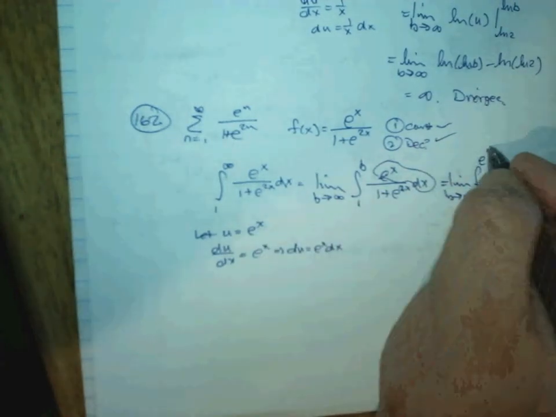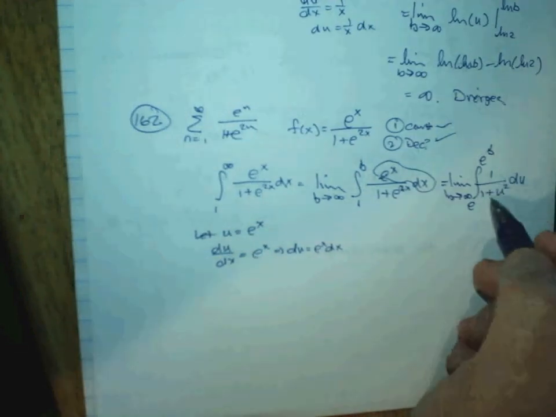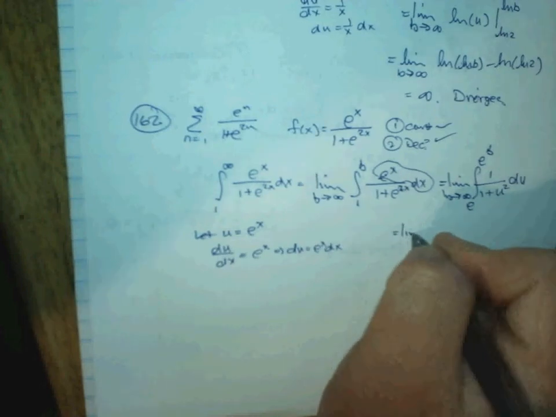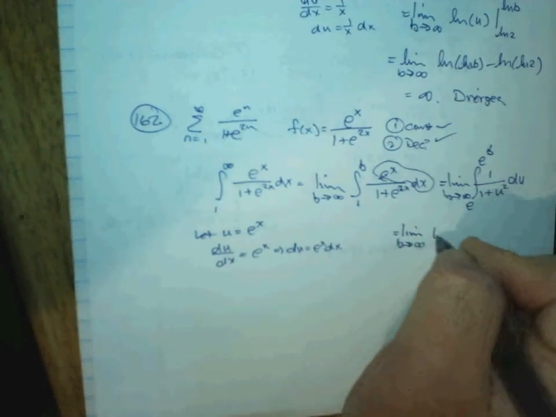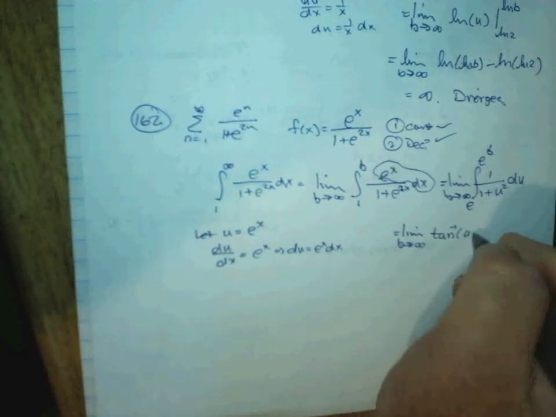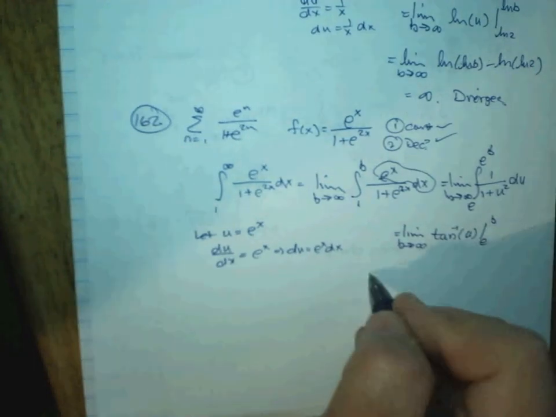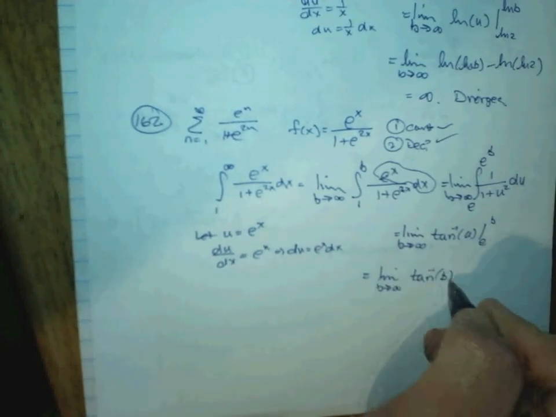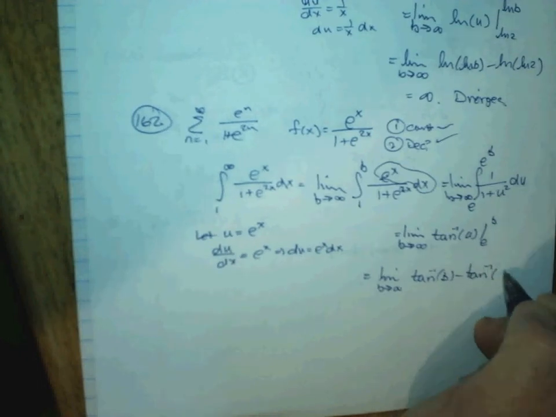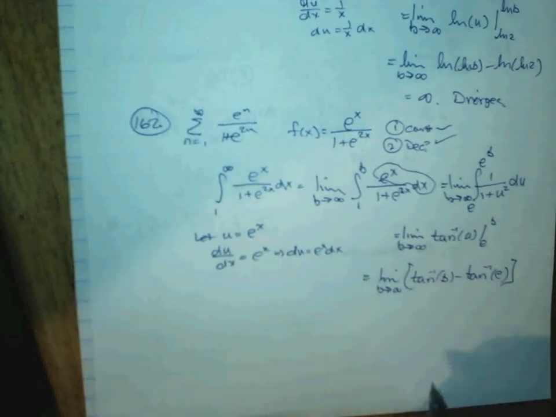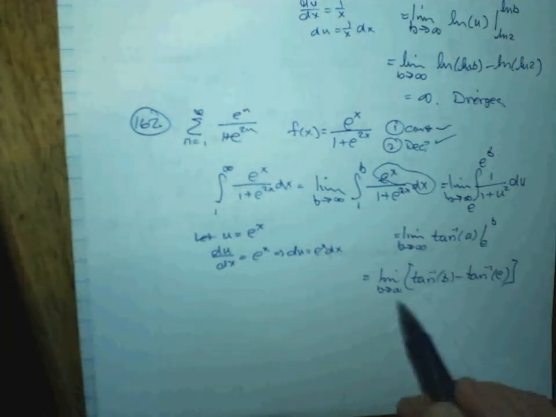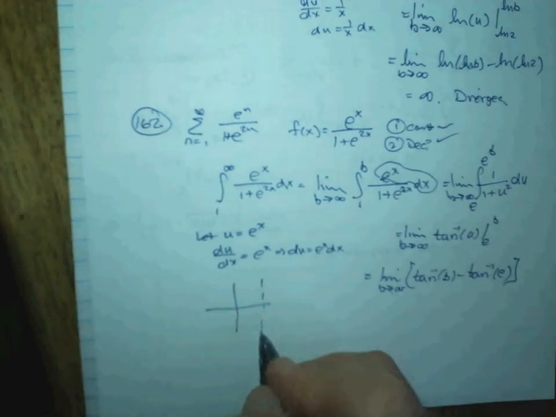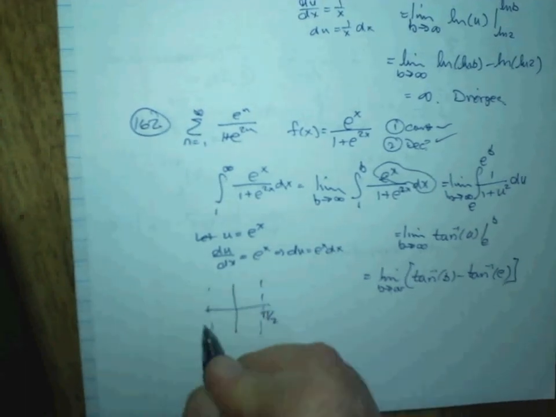And the limits of integration: when x is 1, e to the x is e. When x is b, e to the b is the top. And what is this? The integral of 1 over 1 plus u squared. That's our inverse tangent. So the inverse tangent of e to the b minus the inverse tangent of e. And of course, this is the only one that is affected by the limit.